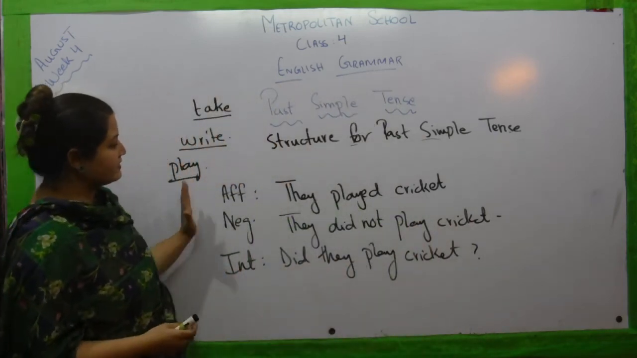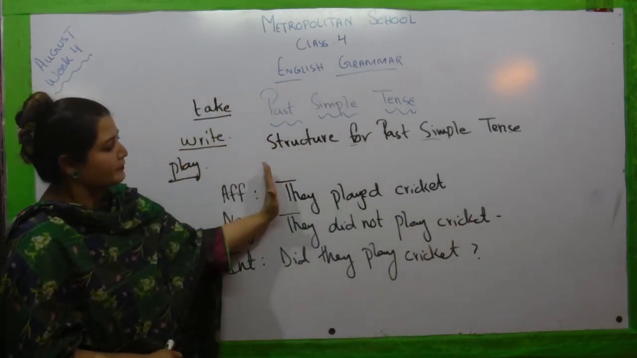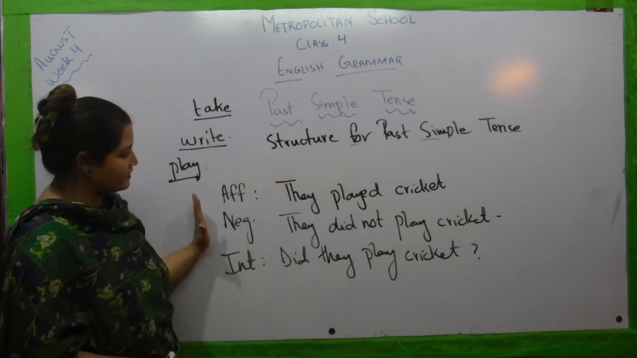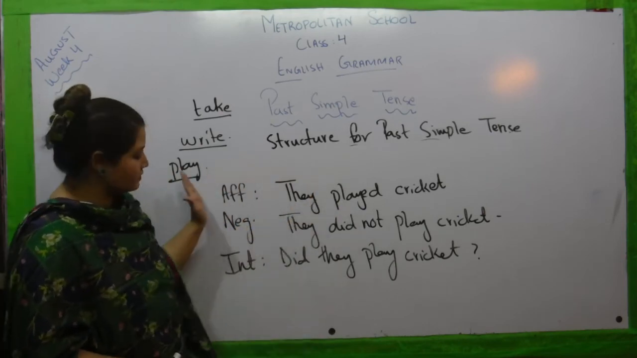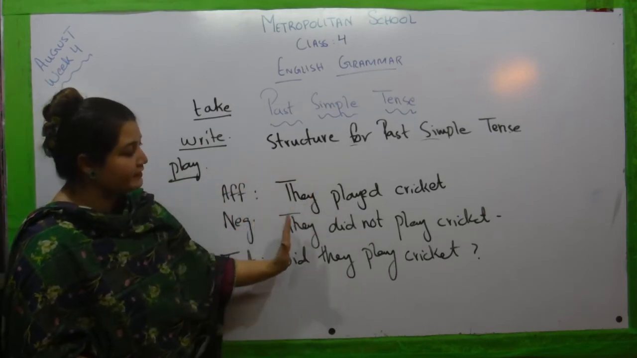Now let's repeat these sentences with me. Affirmative, they played cricket. Negative, they did not play cricket. Interrogative, did they play cricket?